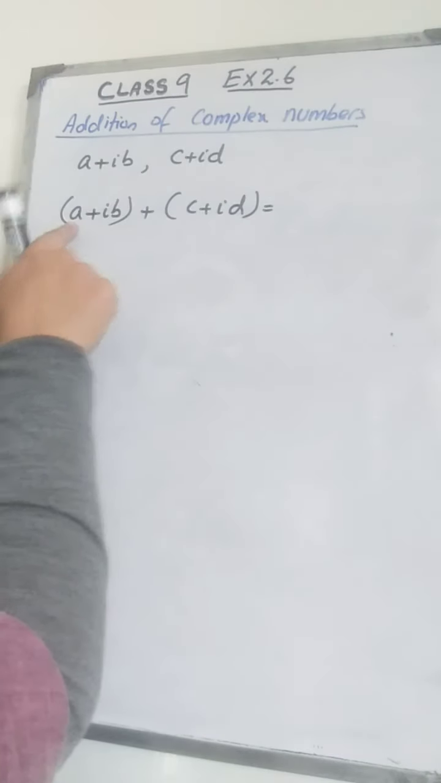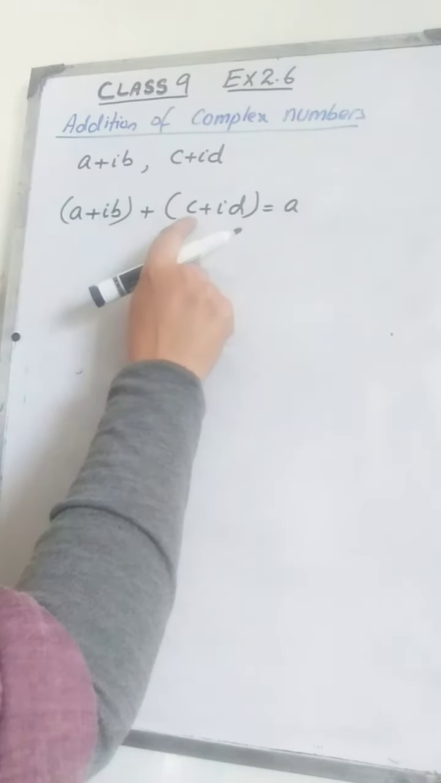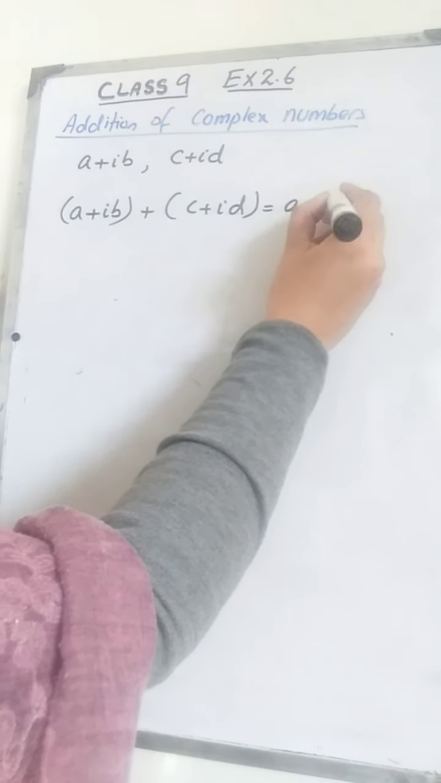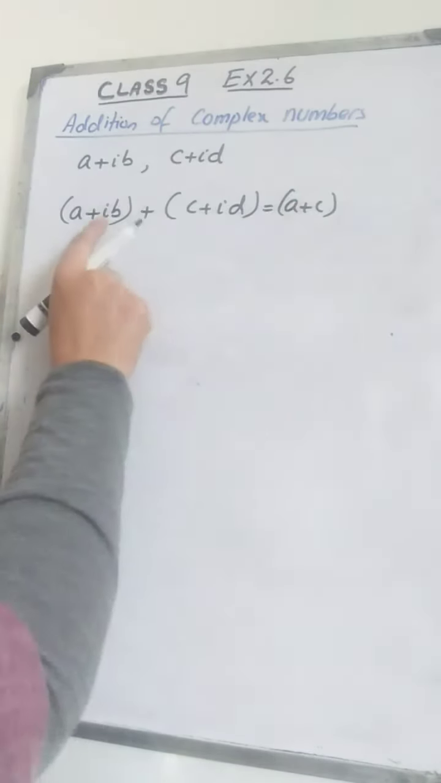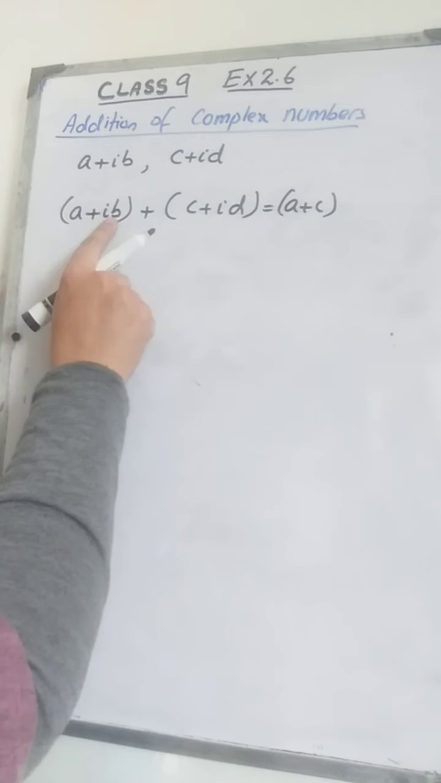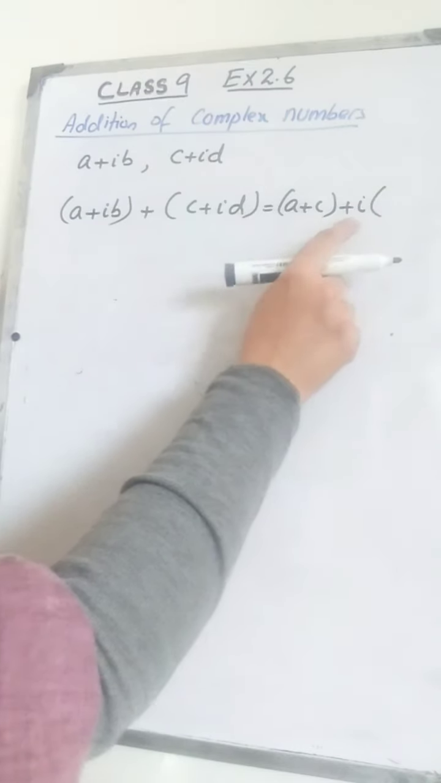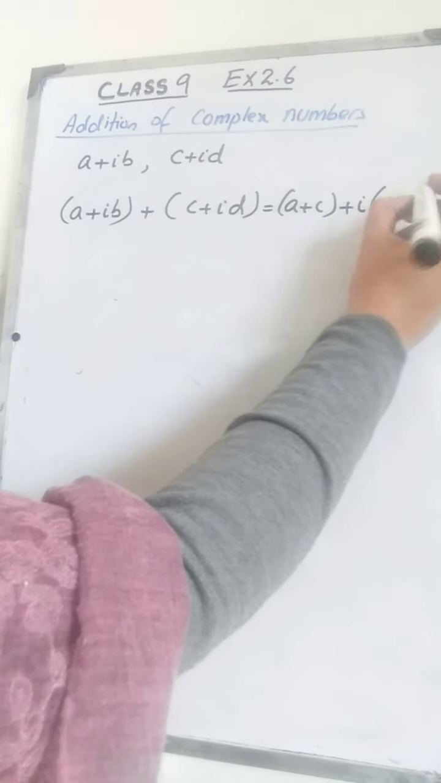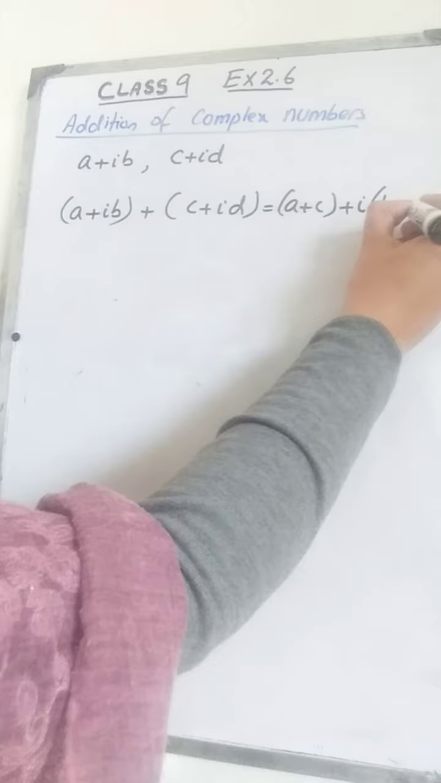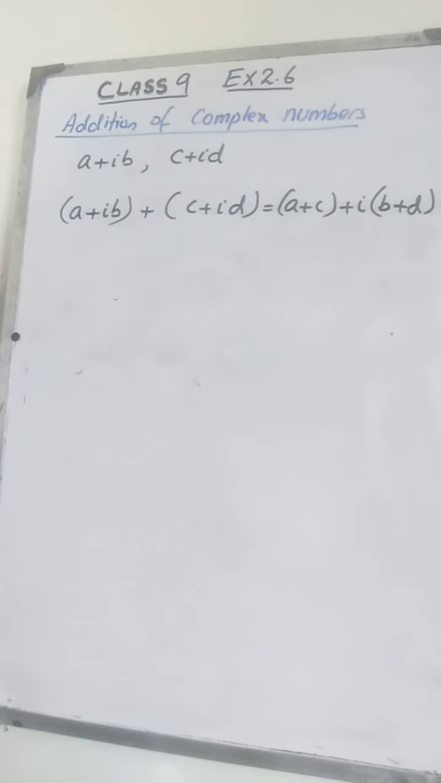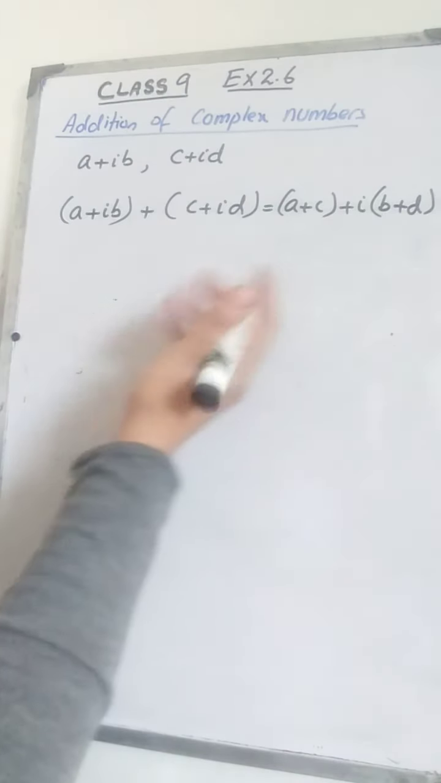So the real part of the first number is a, and the real part of the second number is c. You add the real parts, and then you pick the imaginary parts b and d, add them and put an iota sign, just as we do in algebra. We are adding the like terms. So this is how you add two numbers.